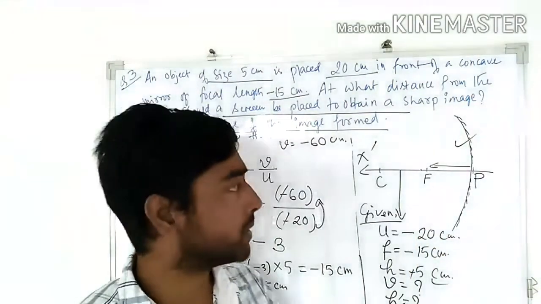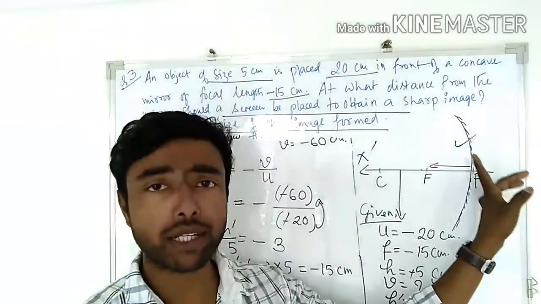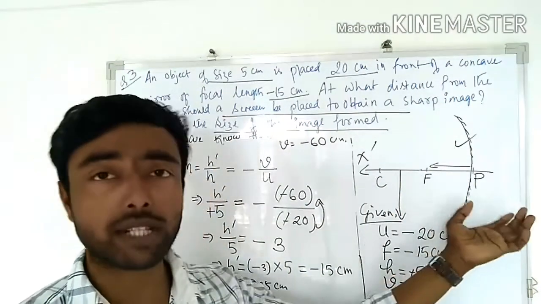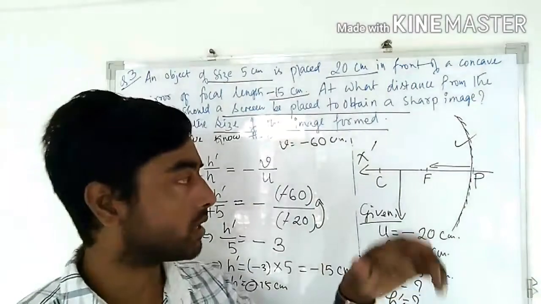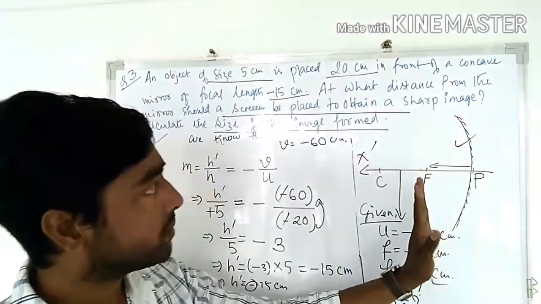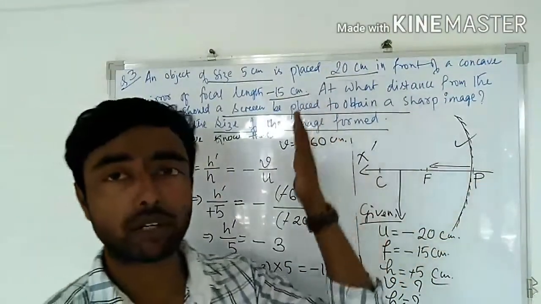Definitely it will be inverted. This is what mirror? Concave mirror. In case of a concave mirror, if the image is real, then it is always inverted, and the image is always real here. In this case, why?